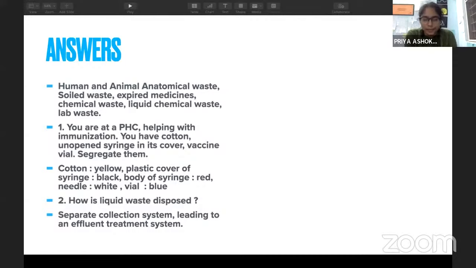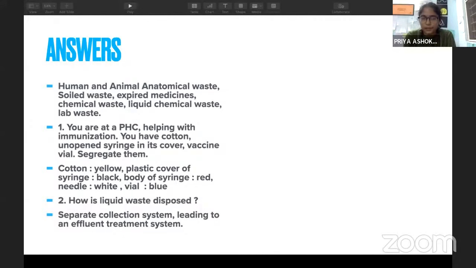So if you're there at a vaccination center, you need cotton. Cotton will go into yellow. Then you will remove that plastic cover first, before you vaccinate, for the needle. That will go into the black bin. Then you have the body of the syringe. That will go into the red one. And then the needle, you'll put it into the sharps. So that's the white bin. And the vial, once you're discarding it, that goes into blue.